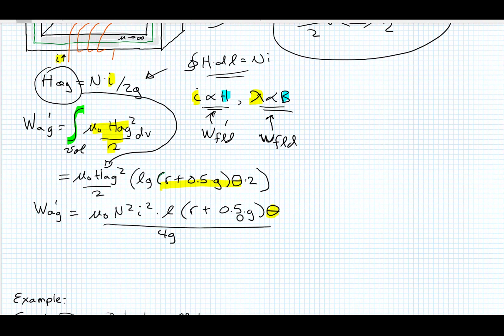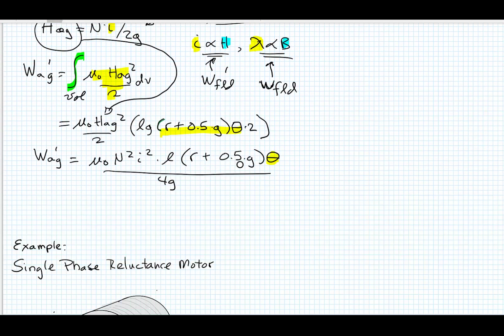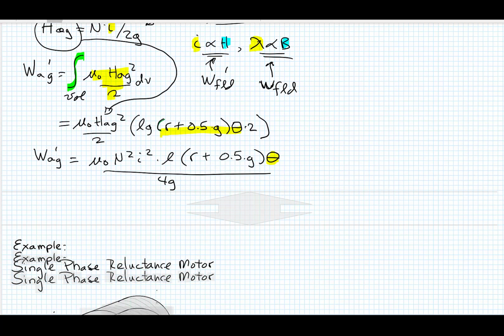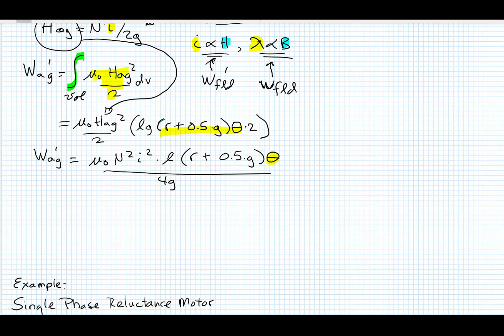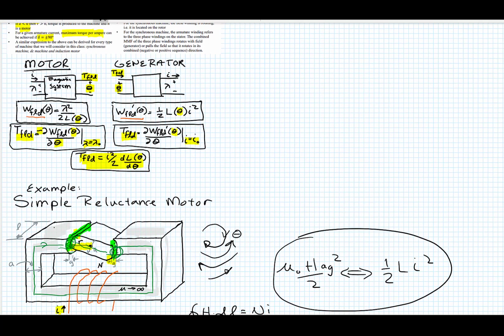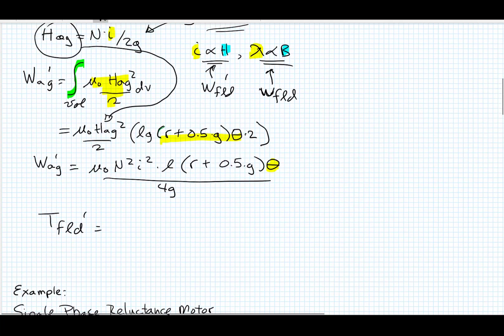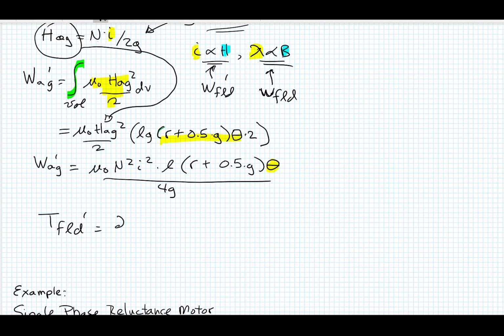And so if we want to find the torque, we would simply take the partial derivative with respect to theta of this expression, which is quite simple. You just take the derivative of it. And so the torque, and we're just using this equation right here. So the torque ends up being equal to the partial derivative of that co-energy in the air gap with respect to theta. And we're also going to evaluate it at I.